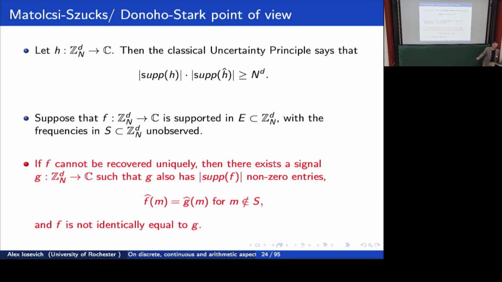So you subtract g from f, you notice that the size of its space support is no more than twice the support of f. You notice that its Fourier support is contained in the set of missing frequencies. You apply the uncertainty principle, assume the opposite, and you have unique recovery. So this is the basic idea.